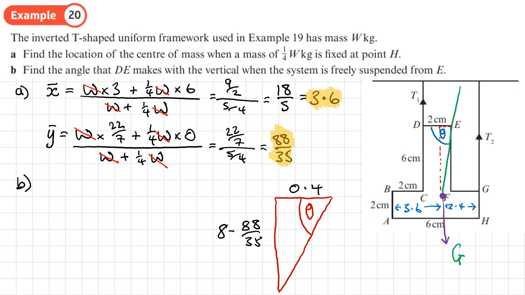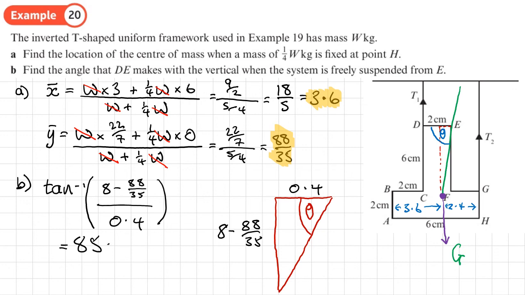So now we'll do the tan inverse of the opposite, which is that 8 minus 88 over 35, divided by the adjacent, which is 0.4. And if we do that, we're going to get 85.829 degrees. So to 3 significant figures, we'll give it as 85.8 degrees.